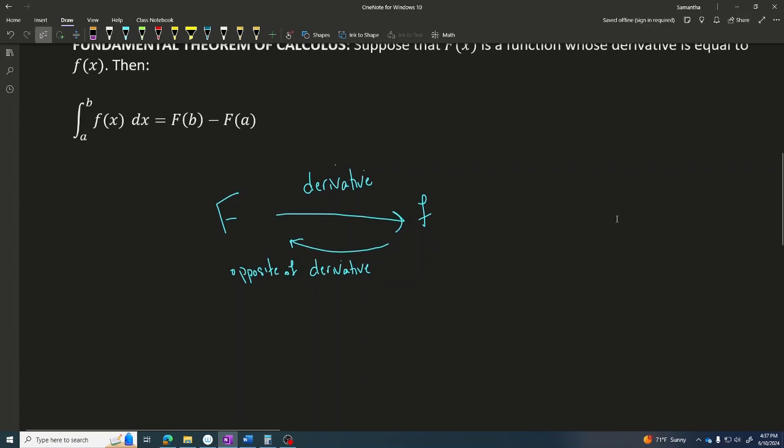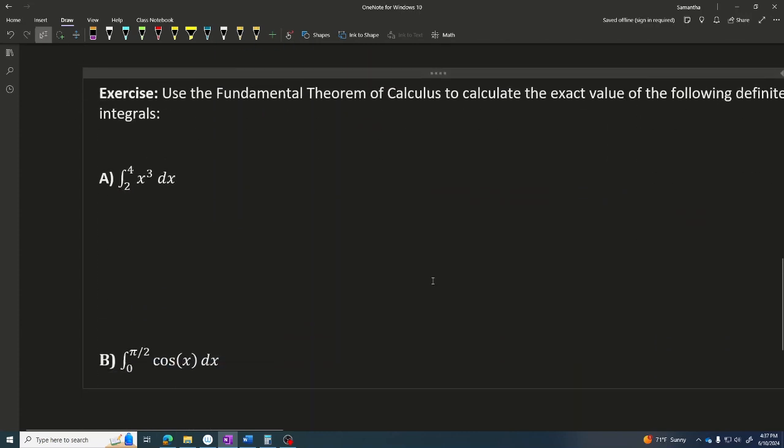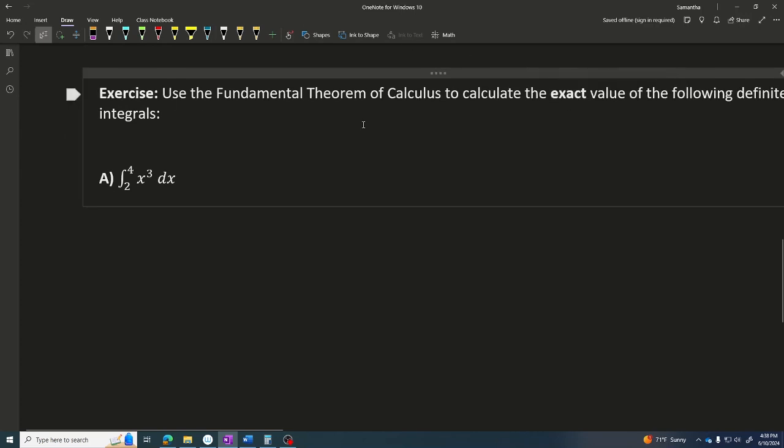Let me demonstrate how I would use this fundamental theorem of calculus to calculate integrals in a situation where geometry or symmetry cannot be used. Example number 1. Someone asks me for the integral from 2 to 4 of x cubed dx. Symmetry cannot be used here, and geometry cannot be used here. So what shall I do to find the exact value? The exact value, no estimates are allowed for this integral.